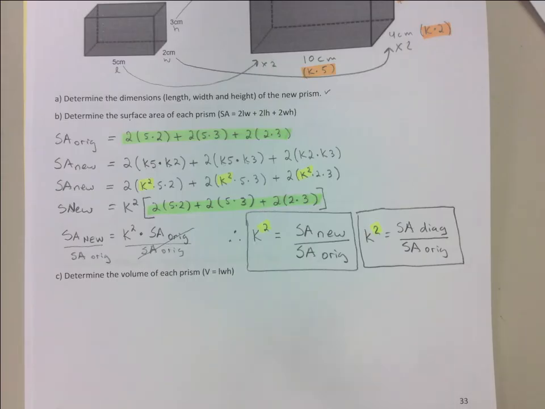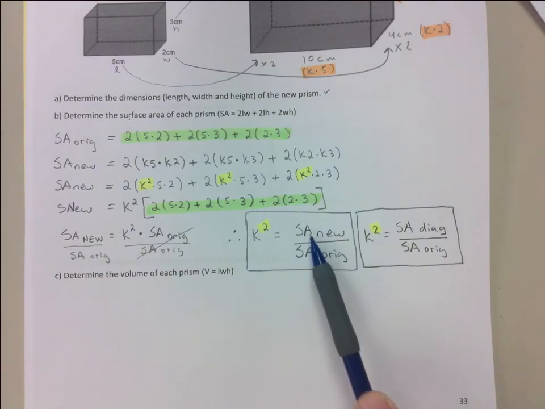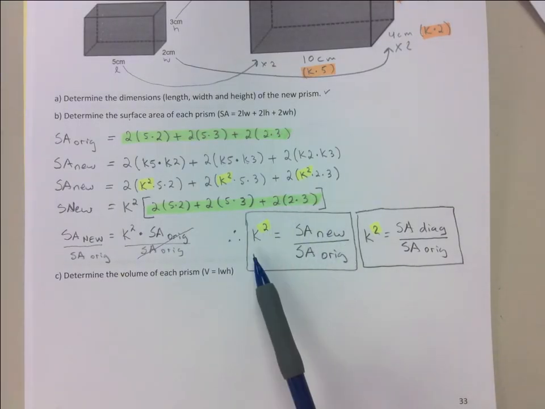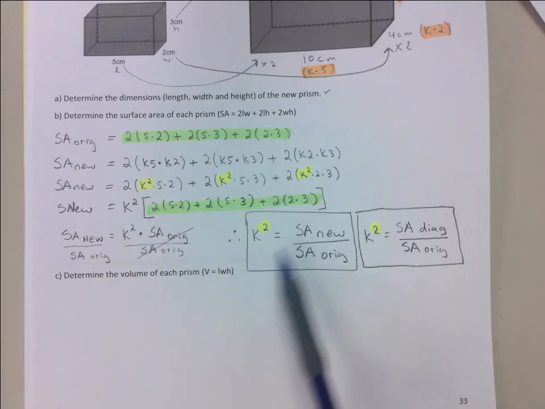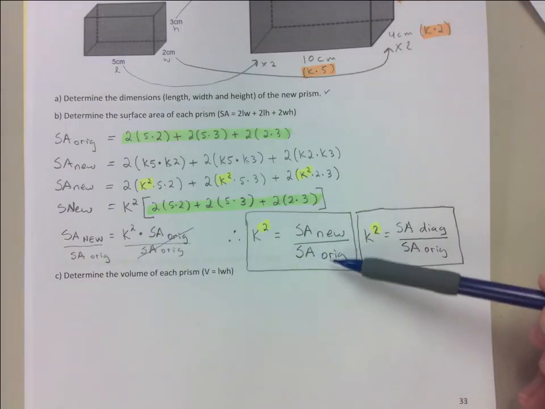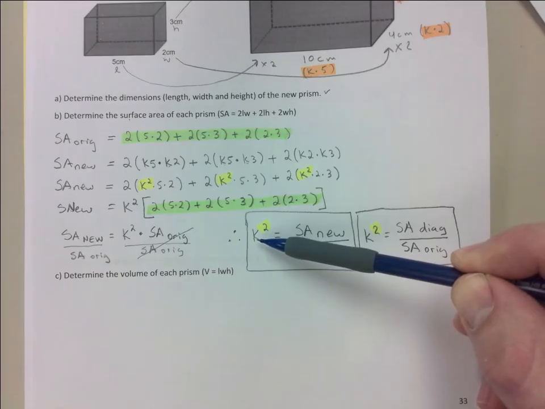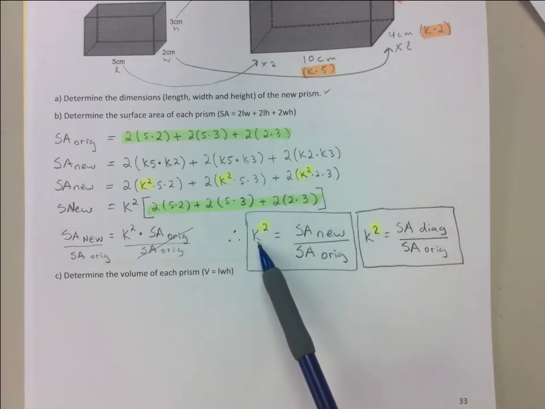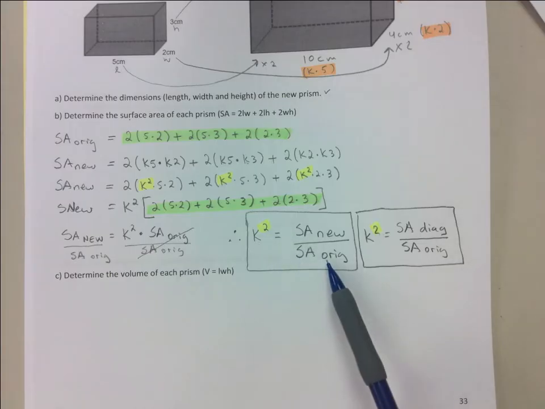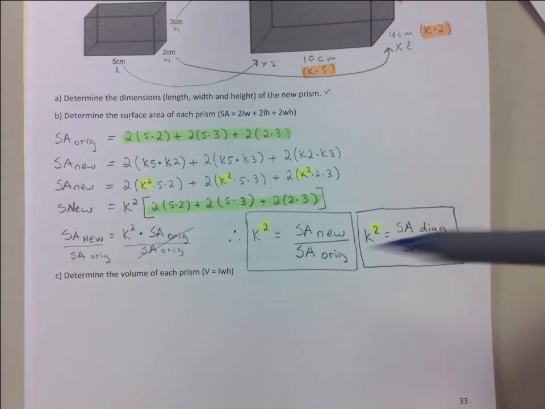And I'll say this again. There are 3 components in this formula. If the question gives you any 2, so if I give you these 2, you can figure out this guy. If they give you the scale factor and let's say the surface area of the original, you can find the surface area of the new. So any 2 are given to you, use this formula, solve for it, okay?